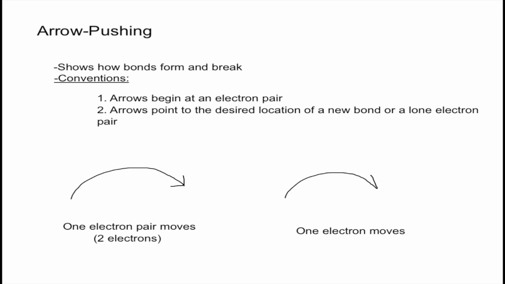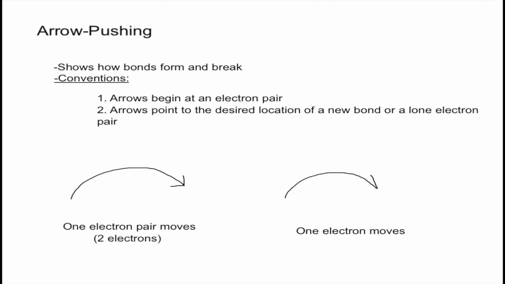In this video, I'm going to explain the different arrow pushing conventions. Arrow pushing is a tool that shows how bonds form and break in a reaction. And there's basically two different steps or conventions. The first one states that arrows must always begin at an electron pair. And this makes sense because this arrow is showing you where this electron pair is moving.